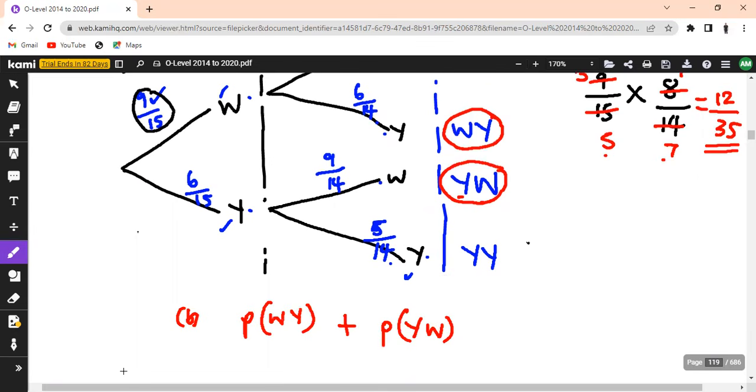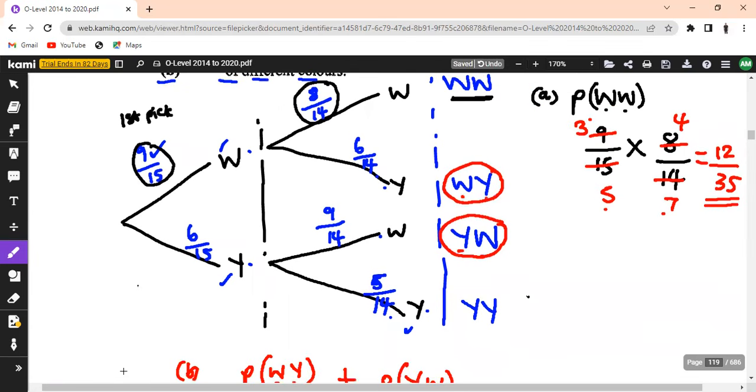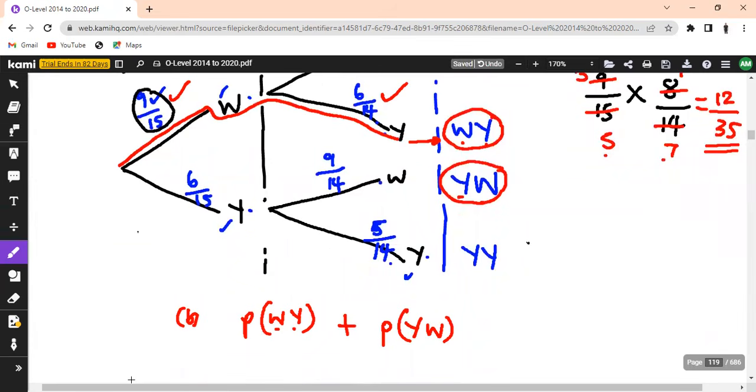All right, so let's start with white, yellow. If you trace this branch, it moves through this branch of white, following this route like this to yellow. So this is the route that gave us white, yellow. You trace those values: there is 9/15 and 6/14. So you multiply those two. 9/15 multiplied by 6/14, plus we move on to yellow, white.